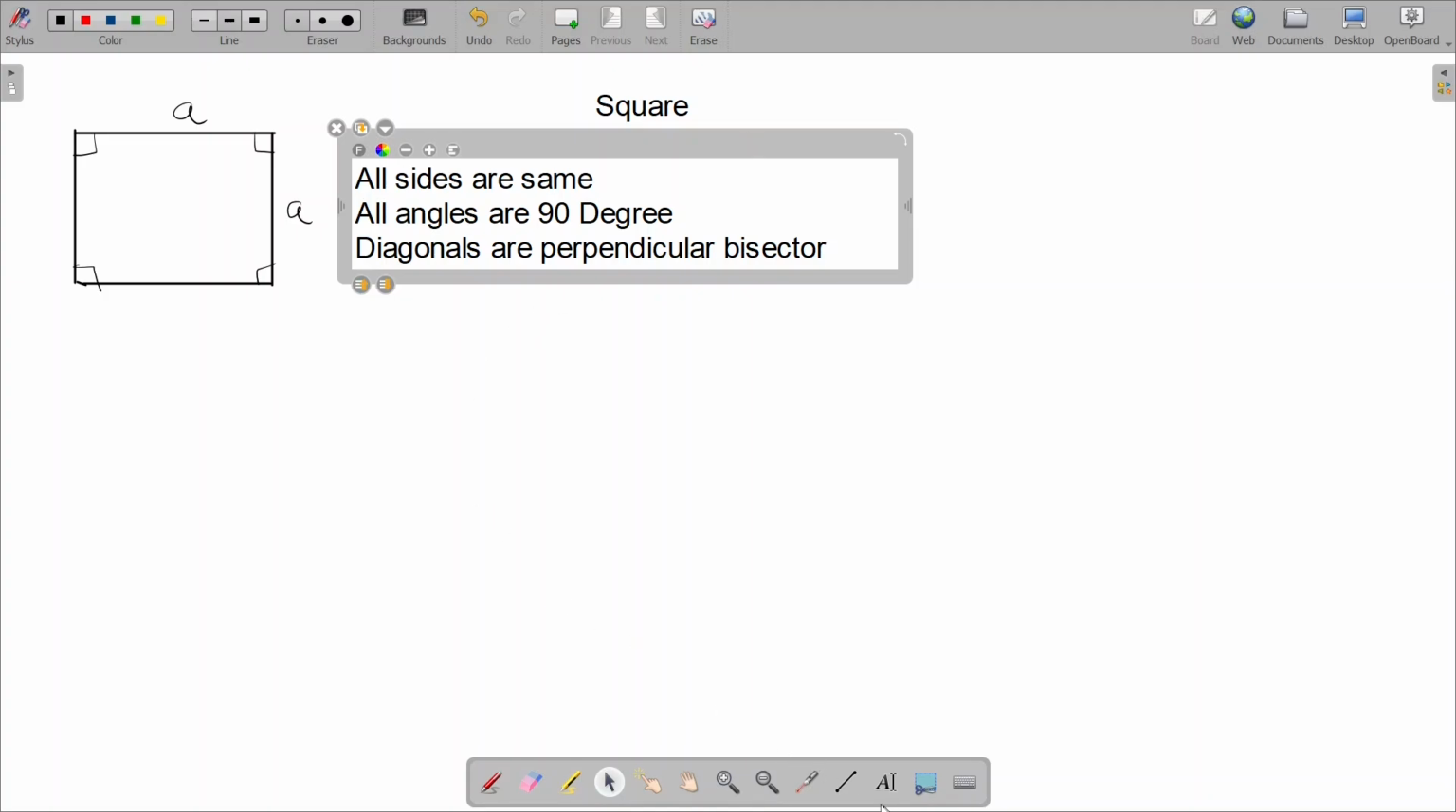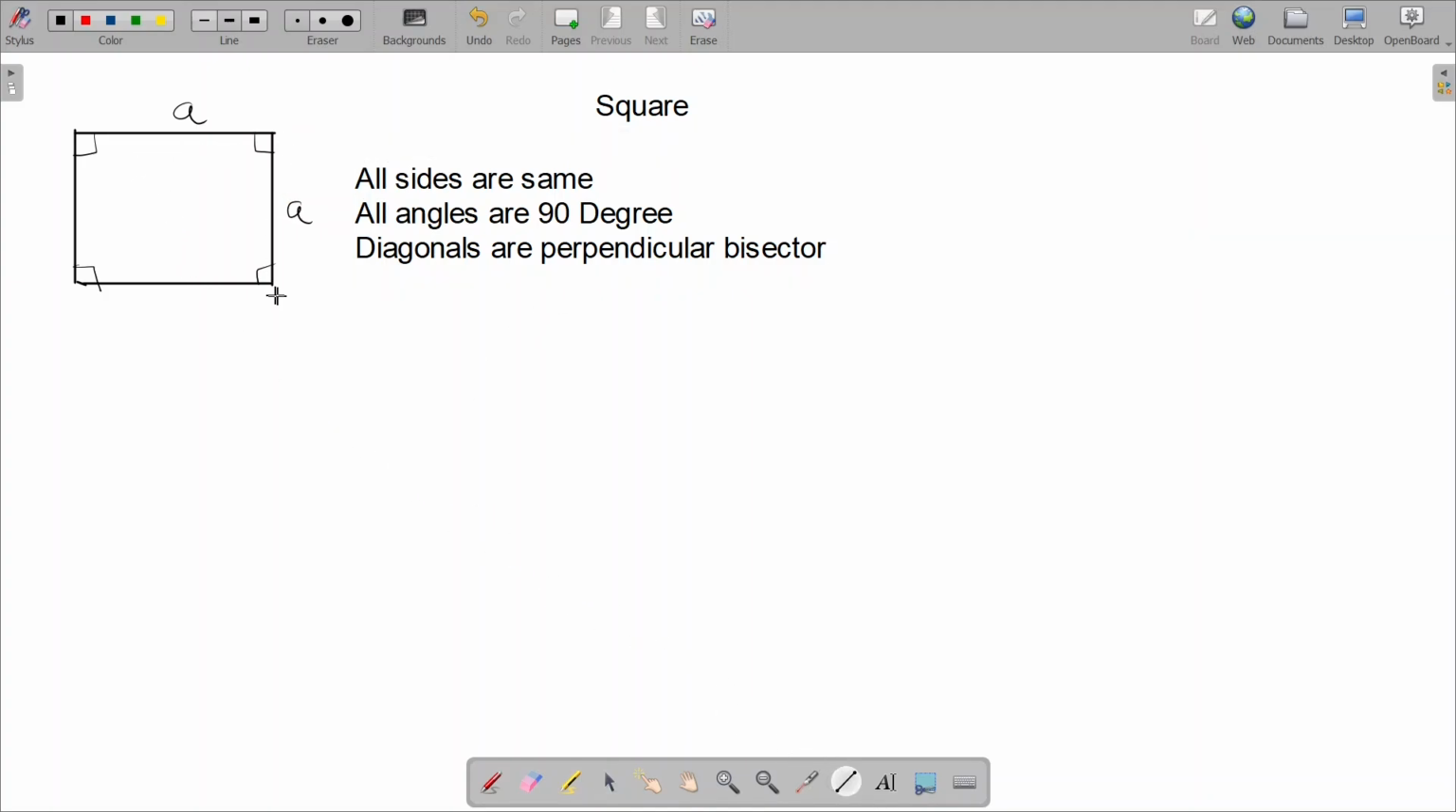So this is the basic property of a square. All sides are the same, all the angles are 90 degrees, and the diagonals are perpendicular bisectors. What does this mean? If I draw the diagonals, they will bisect each other at 90 degrees. So all these four sides, this length, this length, this length, and this length, all the lengths are the same. So these are the properties of a square. You should understand and then learn them.